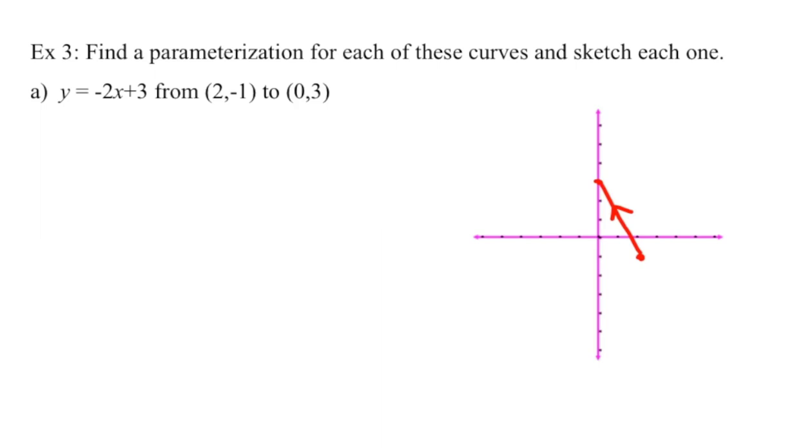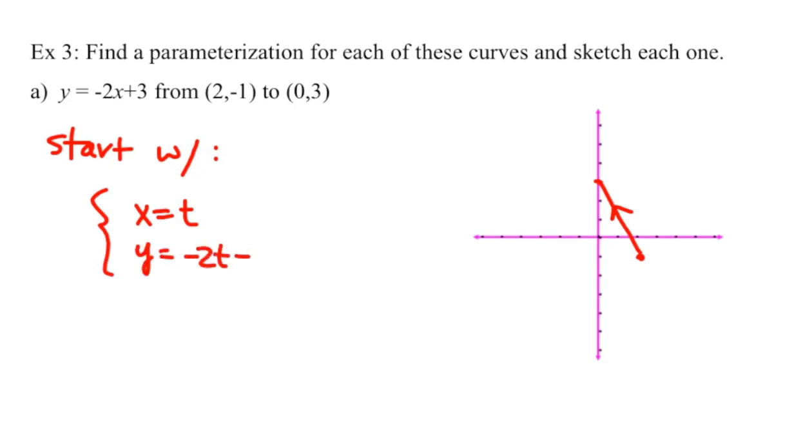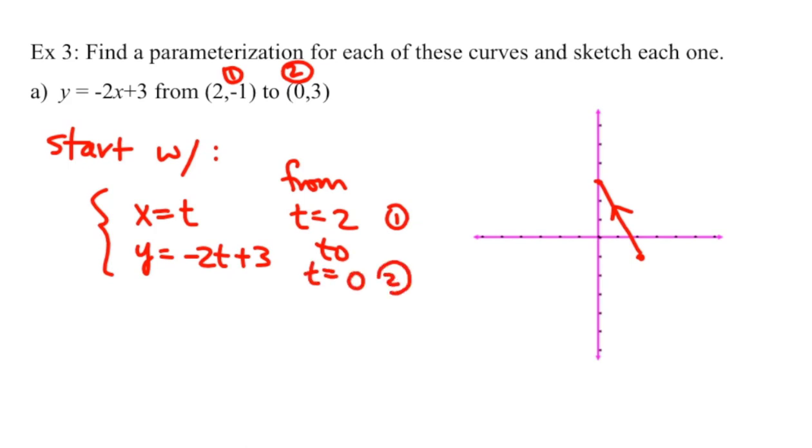So anytime that I'm looking for a parameterization, especially for a line, one thing is for sure. I can start with the parameterization where I just rename x, essentially. So I'm going to call x t instead of x, and then y becomes -2t plus 3. Let's see what happens to our t values, though. I want to start from t equals 2, because that's the start point, and I want to keep going with this parameterization until t equals 0, and that's the end point.